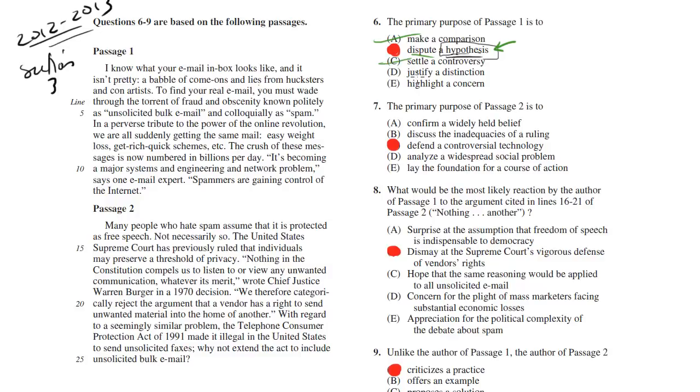Justify a distinction. Well, what distinction is being made here? None, right? There's no distinction between two different things. It's not trying to highlight some difference, and nor is anything trying to be justified, so we can get rid of D. Highlight a concern.